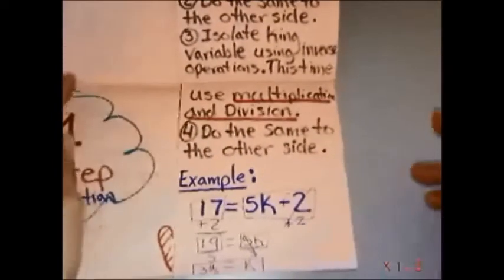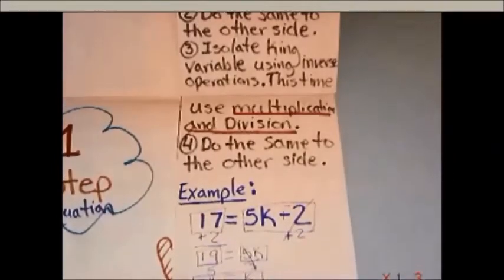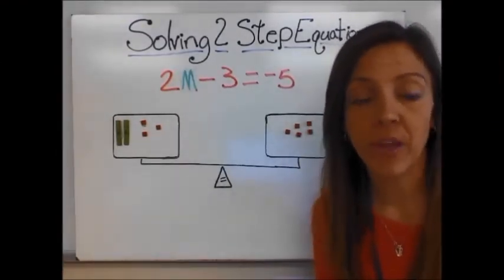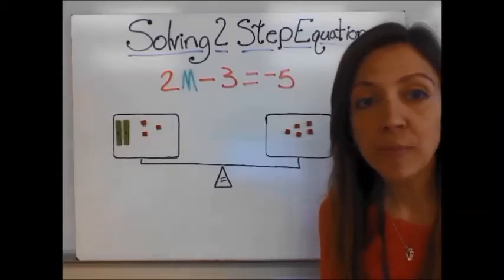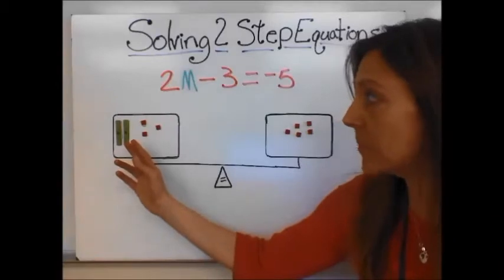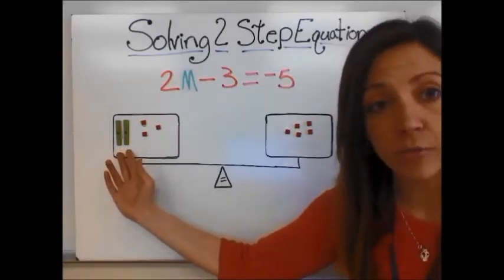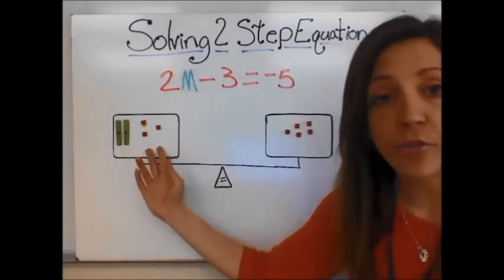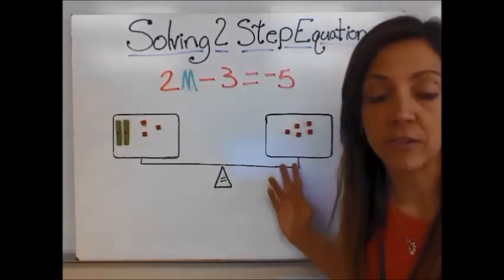Okay, so let's take a look at some boards and some examples on our boards. Okay, so on this board, we have a two-step equation. We have 2m minus 3 equals negative 5. So I'm going to use Algebra Tiles to solve this. On the left side, these two rectangular tiles represent a variable, so 2m. And then I have 3 negative tiles, and on the right side, I have 5 negative tiles.